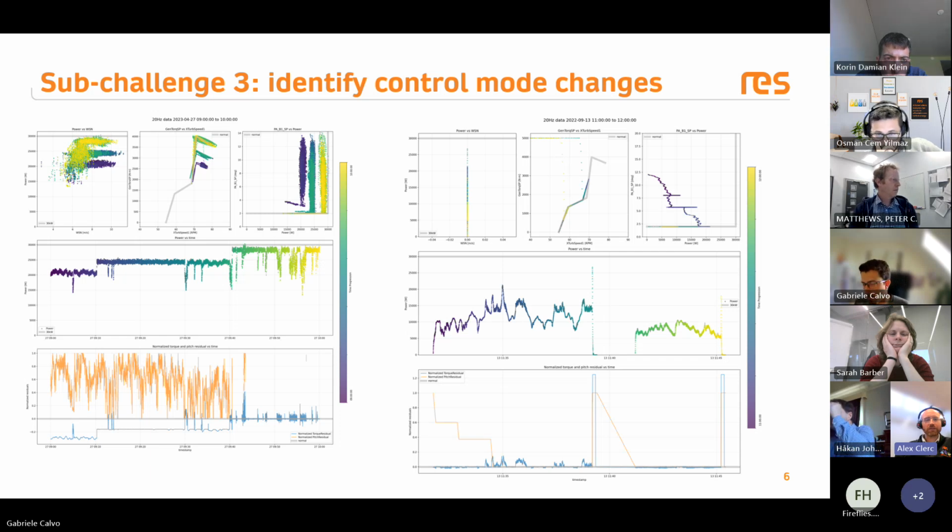And in the top right scatter plot, that's pitch versus power, so you can see the rated pitch action. And then as Gabe said, there are time series of the same data below that. So that was the format.